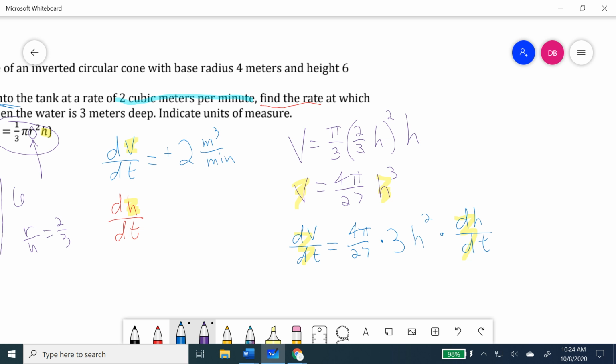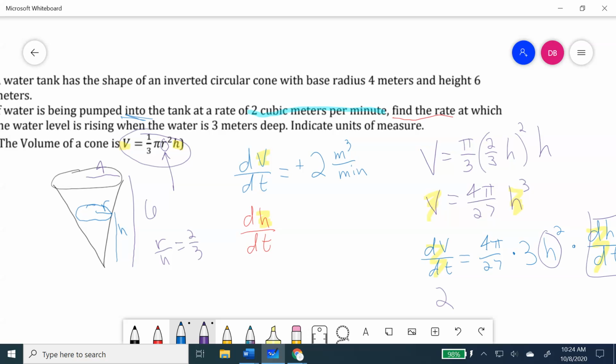And I know that dV/dt is 2. And I need to find dH/dt. So the only thing left over is some "when" information for the H. And it was when the water is 3 meters deep.